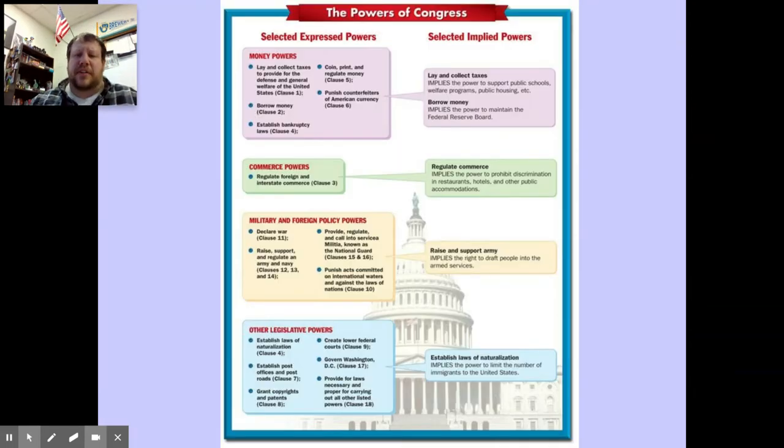So here we have our powers of Congress, right? And we kind of see where they go here. We're going to break down the powers of Congress we have. So this is in Article 1, Section 8 of the Constitution, as they write this whole thing down. What can Congress actually do?